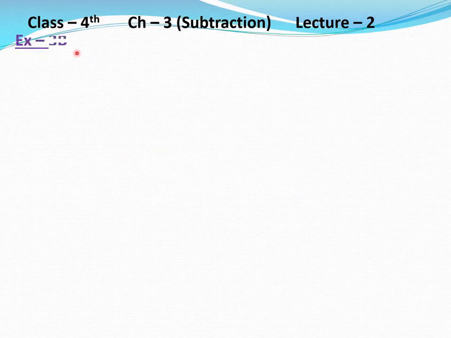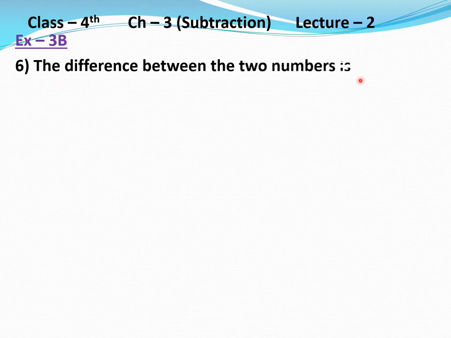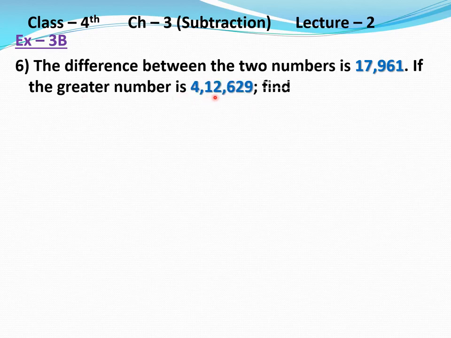Now exercise 3B, question number 6. The difference between the two numbers is 17,961. If the greater number is 4,12,629, find the smaller number.